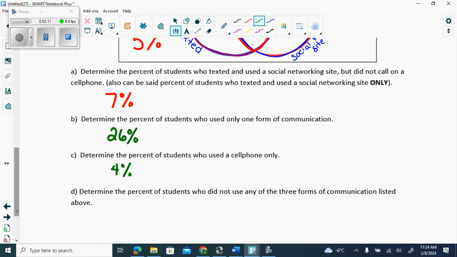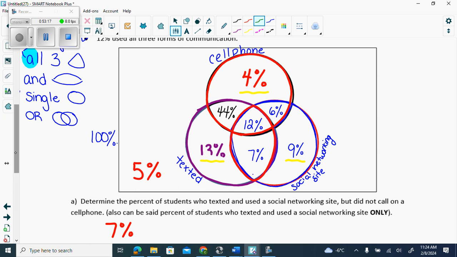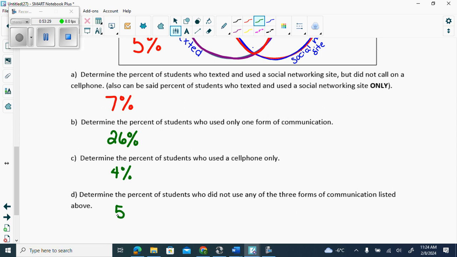Determine the percent of students who did not use any of the 3 forms of communication listed above, which is, with our big old debacle of everyone answering at the same time, we resulted in not 95. We resulted in 9, but we got there, and the answer is 5. And you have no homework.